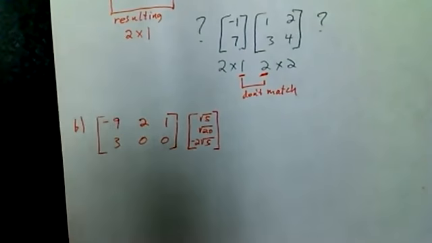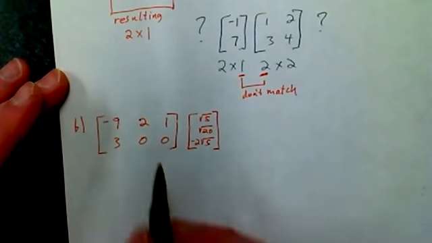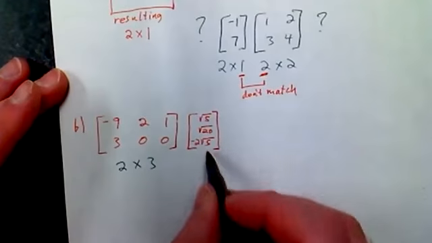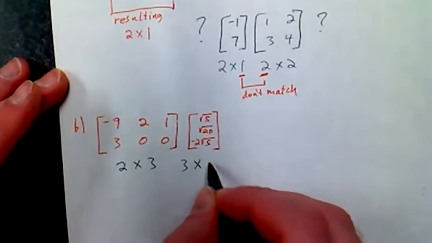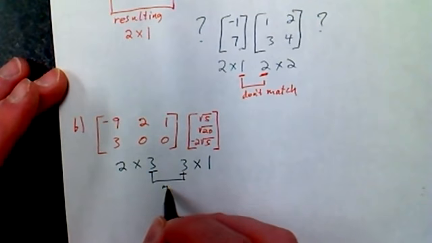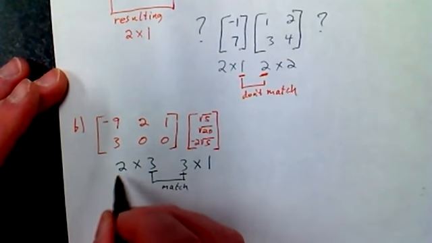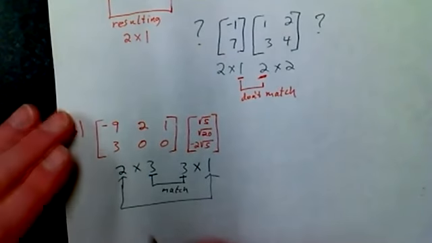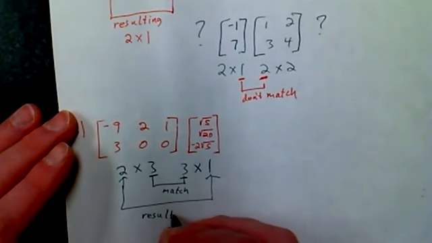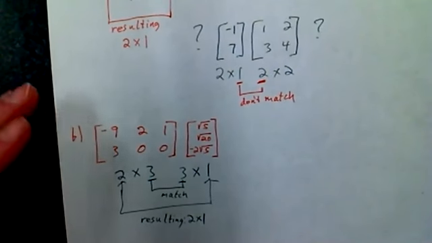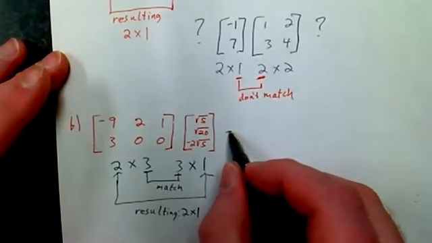Let's look at this one. Let's look at B. Okay. So it looks like I have, let's see, row by column. So that's going to be a 2 by 3. And here I have a 3 by 1. And I'm noticing they match, so I can do it. And right here, I guess the resulting, once again, is a 2 by 1. Resulting 2 by 1. Okay. So let's see.